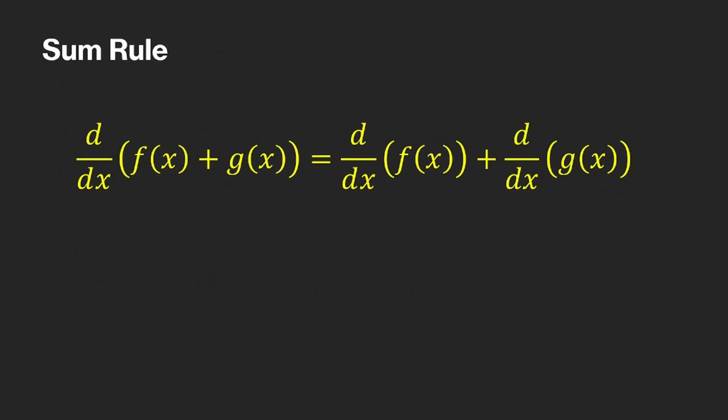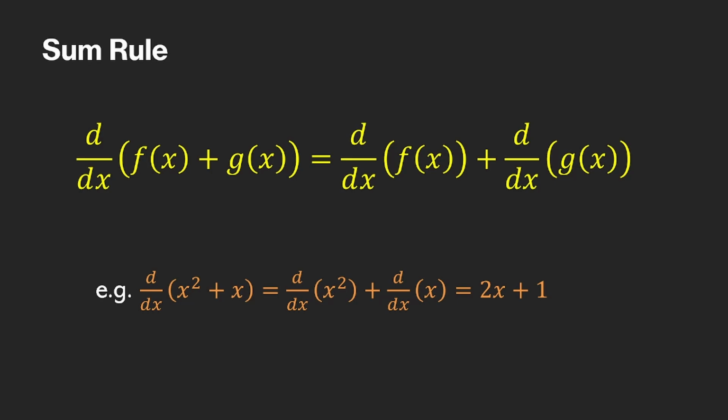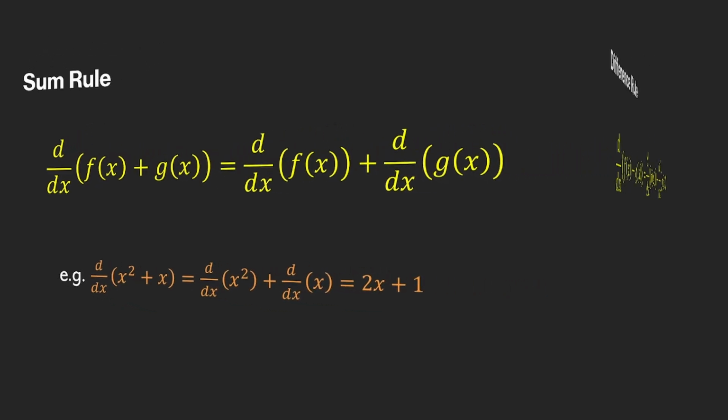Alright, next rule, the sum rule. So the sum rule reads, if you take the derivative of a sum of functions, you can differentiate term by term. Basically it just means that you're taking the derivative individually and adding them up. So an example would be, take the derivative of x squared plus x, and you will get the derivative of x squared plus the derivative of x. And of course that is equal to 2x plus 1.